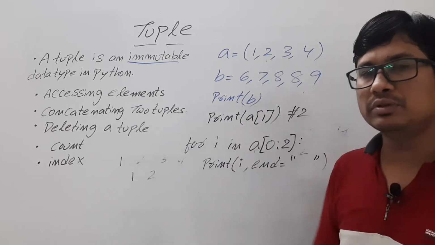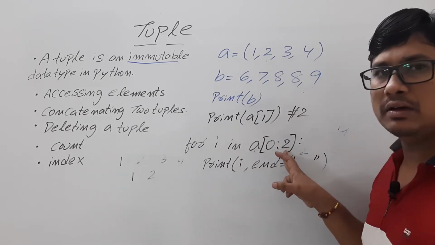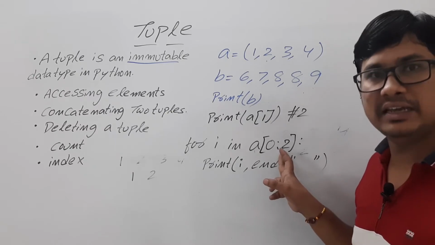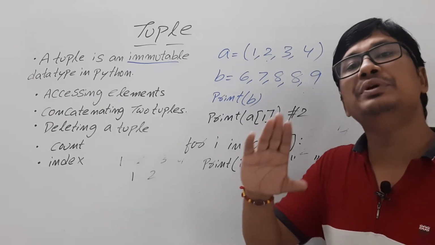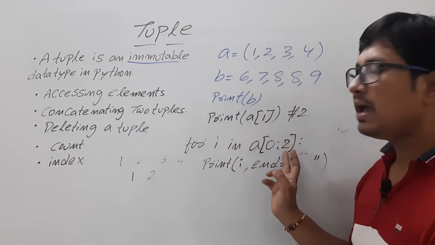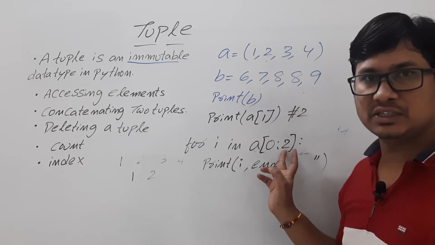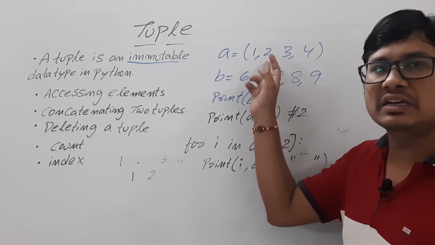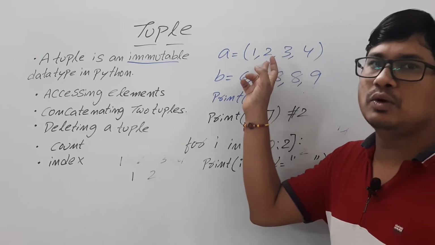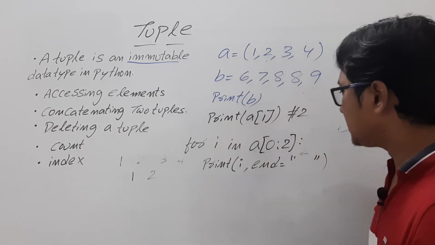Remember one thing about the slicing. If you specify the end index as n, it will print up to n minus 1 index only. As you specified the n index as 2, it will print the elements which are there at the index 1 only.